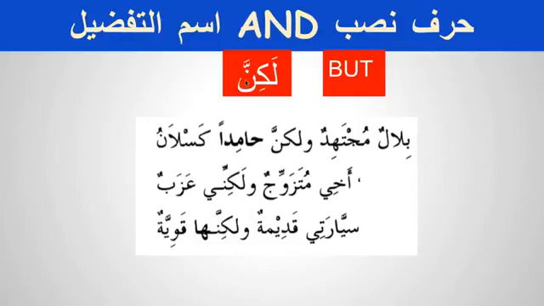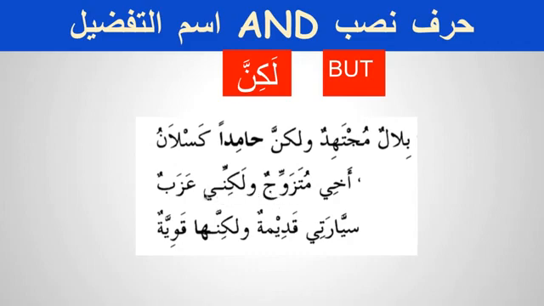So just to give some examples of lakinna. So if you say Bilalun mujtahidun, Bilal is hardworking. Walakinna, see lakinna has come. Now we see the change. Here it becomes mansoob. Hamidan, it's not Hamidun. It says walakinna Hamidan kaslanu, is lazy. Well, but Hamid is lazy. Akhi, again a combination of mudaf mudaf ilayh. My brother mutazawwijun means he is married.